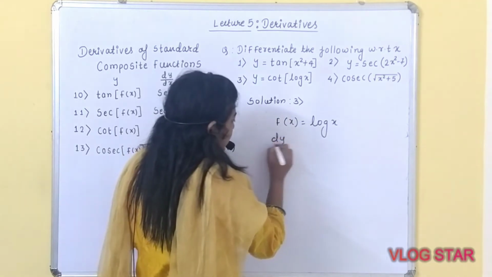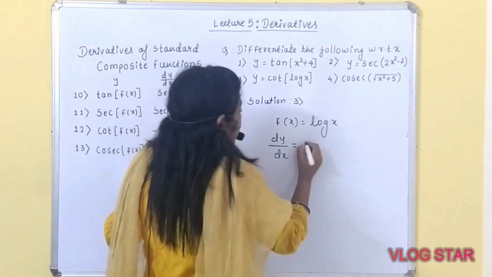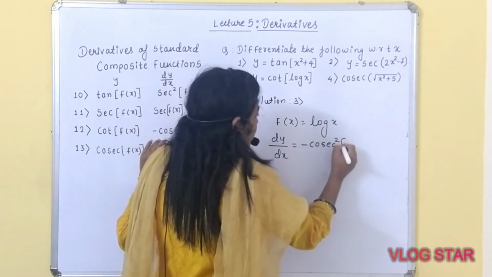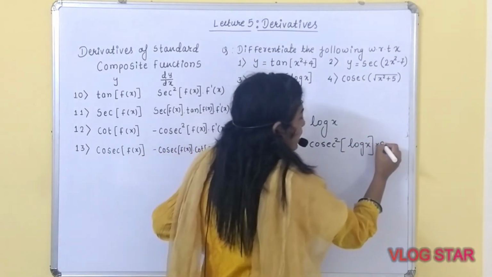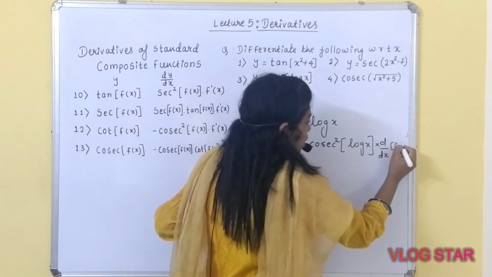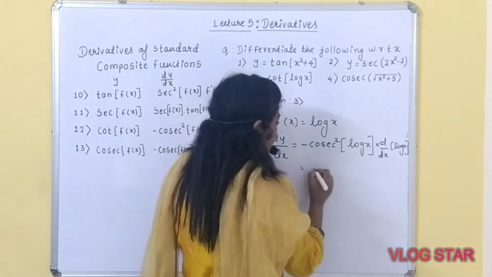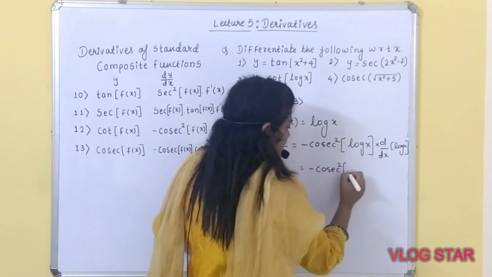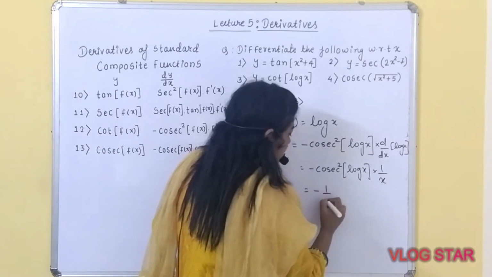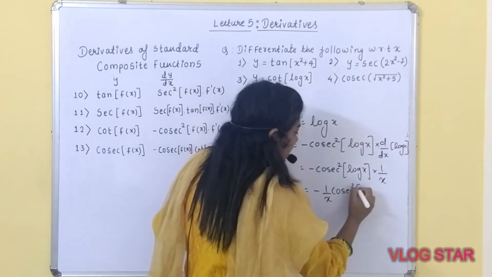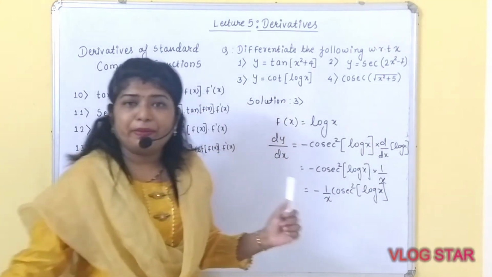Similarly, now we need to take the derivatives of the given function with respect to x. It is given by minus cosec square f of x, as f of x in our case is log x, into derivatives of log x. Already we had studied how to take the derivatives of log function. It is given by 1 upon x. So the final answer in this case is minus 1 upon x cosec square log x. I hope you have understood the solution for this example.